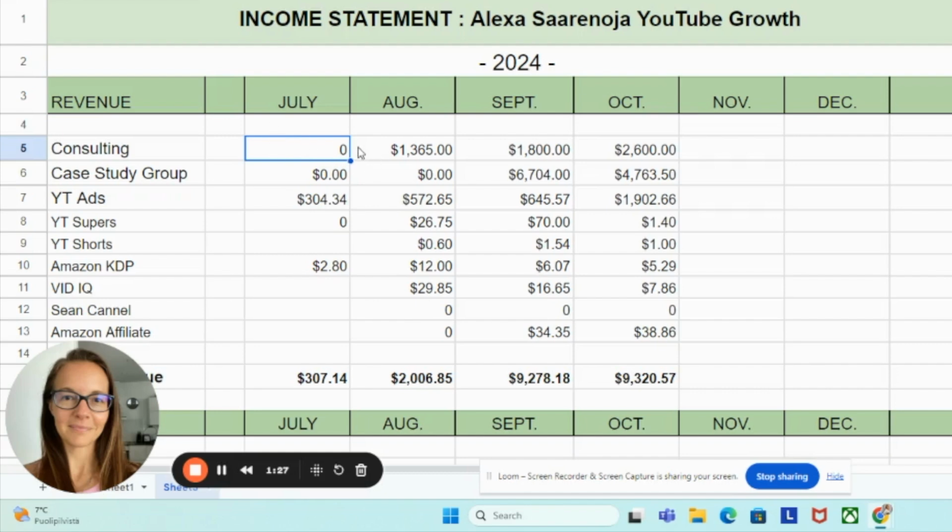And then people started asking me, could I do consulting? So I started doing consulting in August and I made $13.65. I was charging in August $60 an hour. And then I eventually increased it to $75 an hour in August. Then September, I increased it from 75 to 150, and then I made 1,800 that month. And now currently my rate for consulting at the time of this video is 200 an hour.